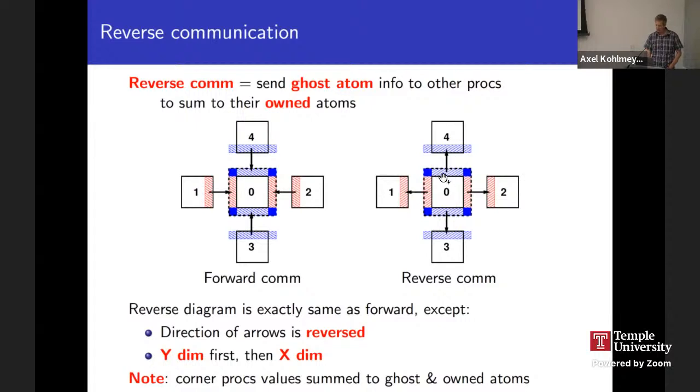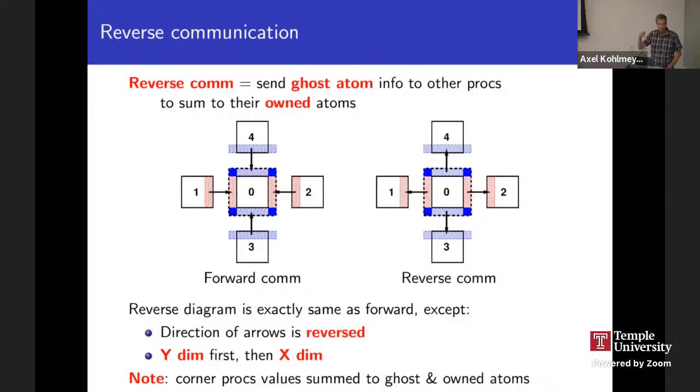The reason is processor 0 has information on ghost atoms that extend across the domain. It sends those to 4 and 3. So it's sending some information about atoms that processor 4 owns, but some that are ghost atoms of processor 4. And those forces get summed to either owned atoms or ghost atoms in processor 4. And then in the second stage, the X dimension, processor 0 would be sending just these smaller red slabs to 1 and 2. Those are all owned atoms on 1 and 2.